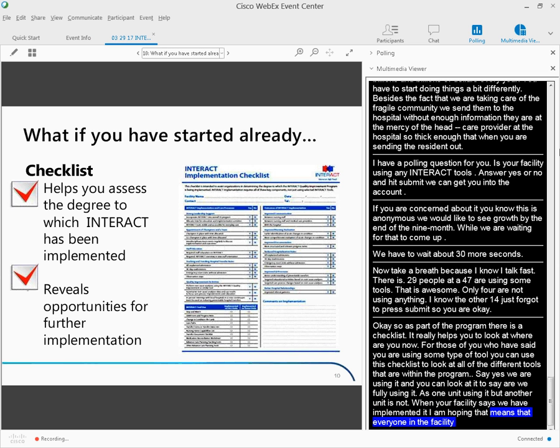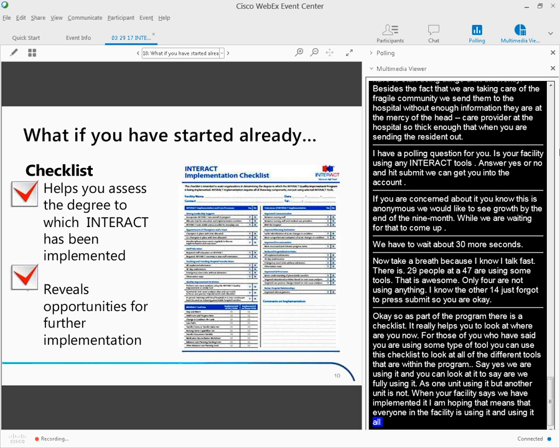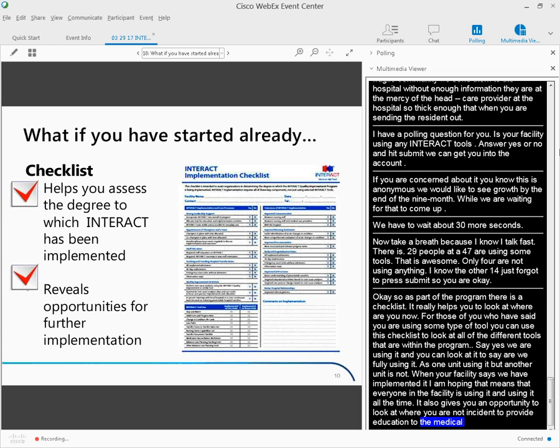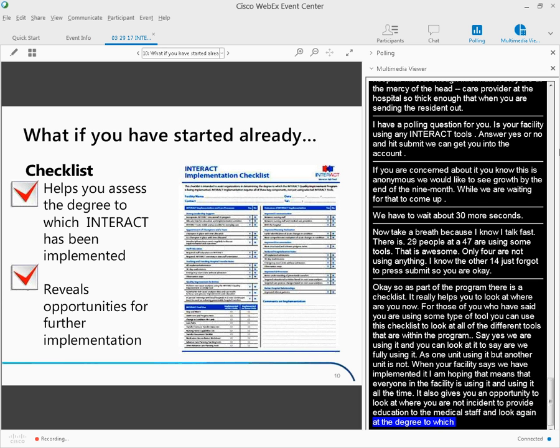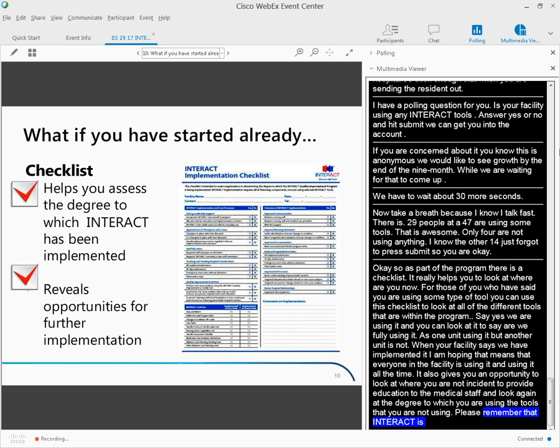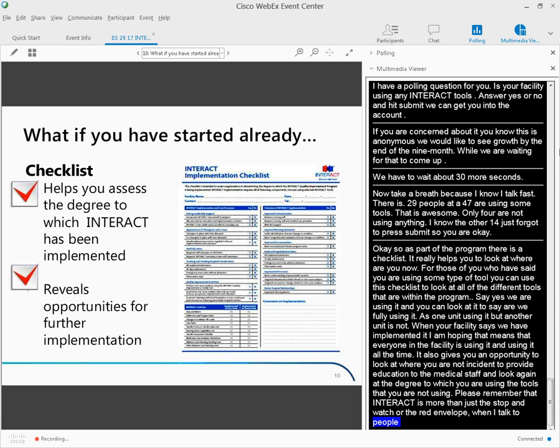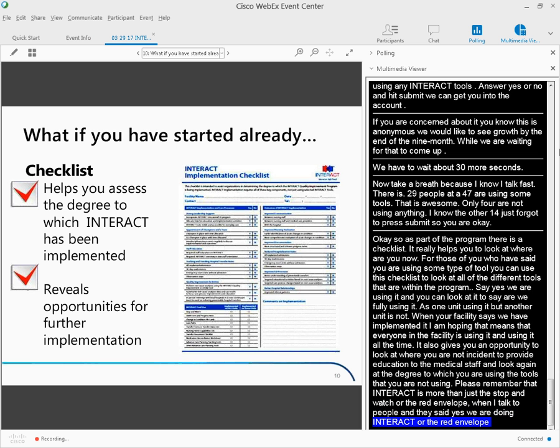It also gives you an opportunity to look at where you're not using it to provide education to your medical staff and your staffing, and look at the degree to which you are using the tools. Please remember that Interact is more than just the S-bar or the stop and watch or the red envelope. When I talk to people and they say, oh, yes, we're doing Interact, and I ask them, oh, we're doing the red envelope. That's great. But there are more aspects to Interact than that, and you'll learn that as we go along.